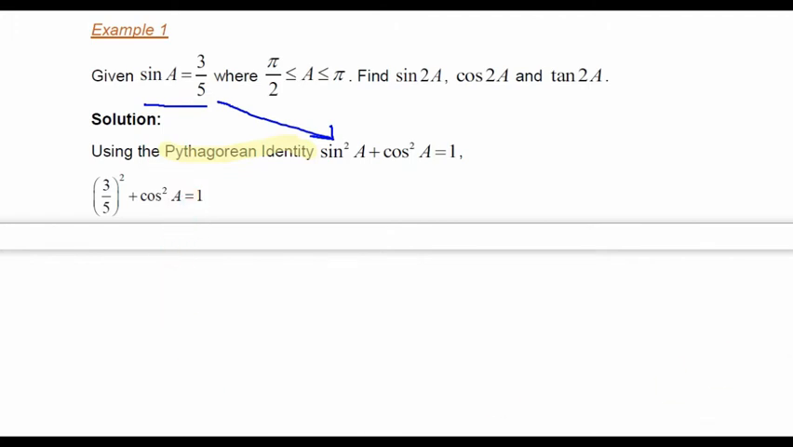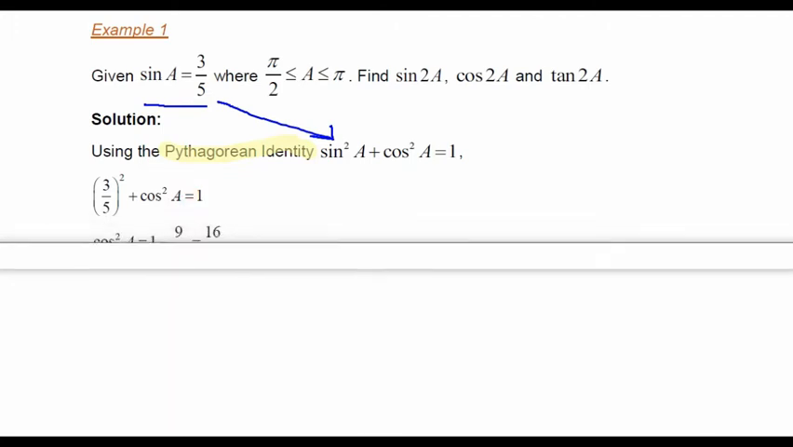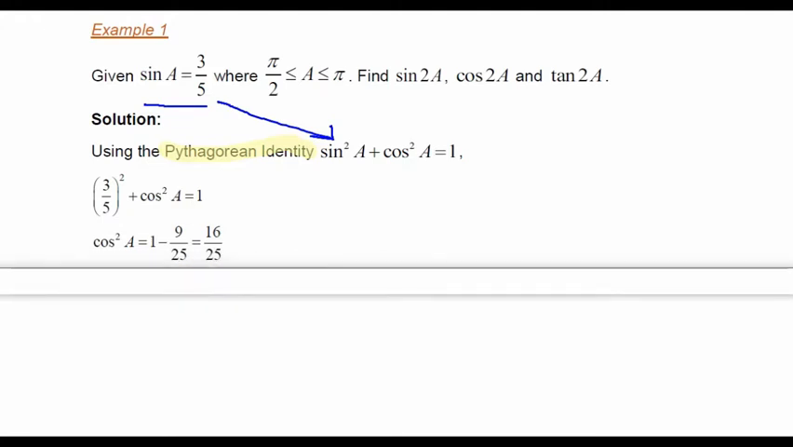Solving this equation, we get cos squared a is equal to 1 minus 9 over 25, which is equal to 16 over 25. Here we can find cos a, which is equal to the square root of 16 over 25. Solving this, we get cos a either plus or minus 4 over 5.